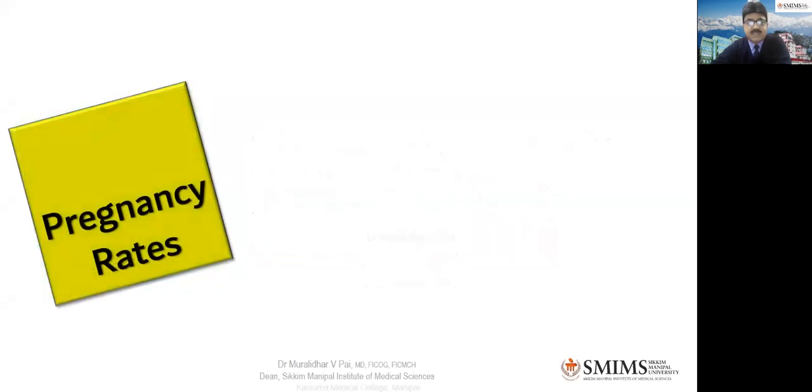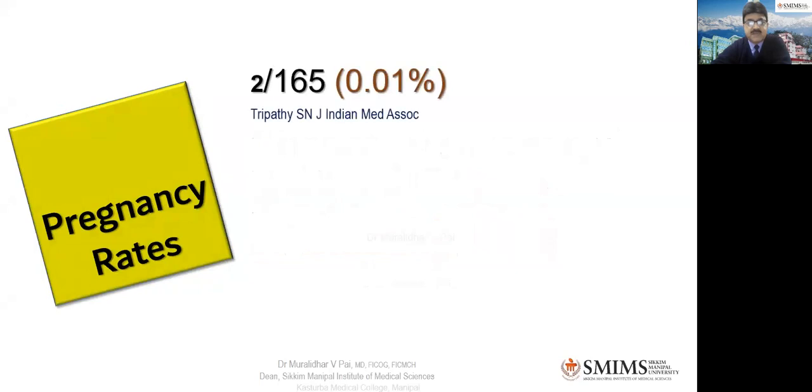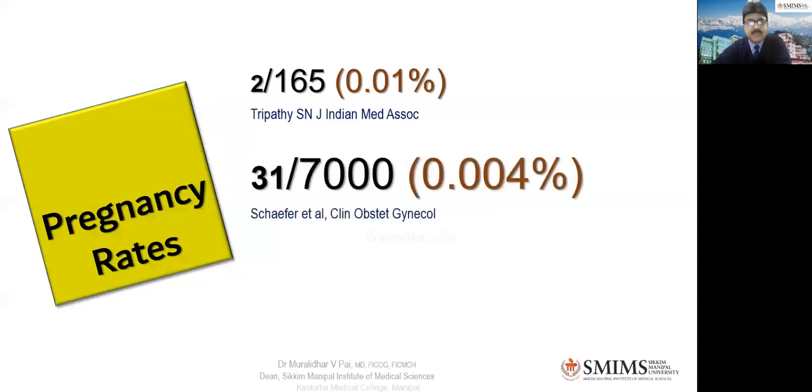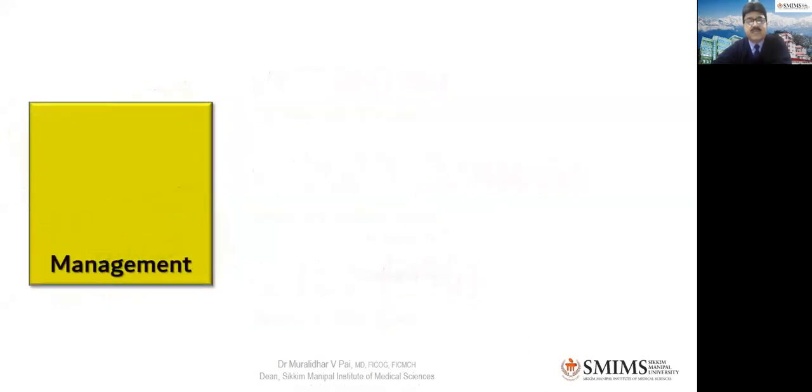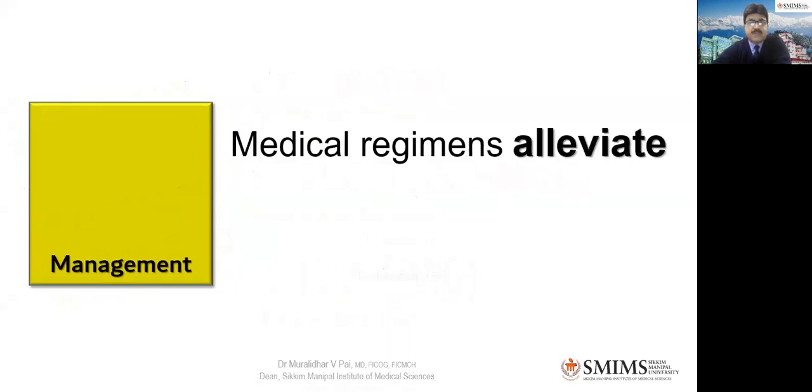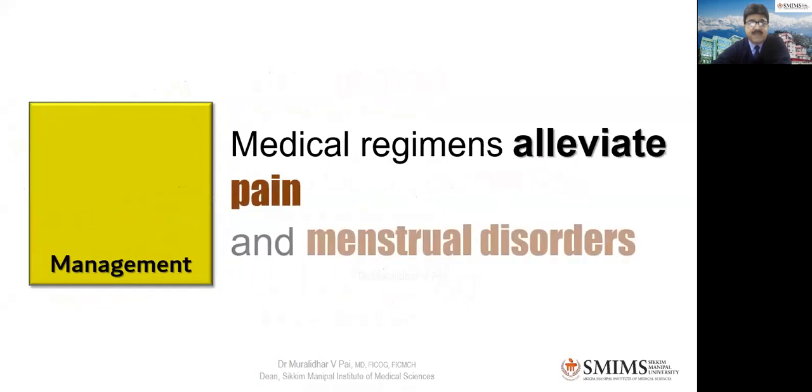As you can see here, pregnancy rates in different studies, Tripathi, SN and all said 2 per 165, 0.01%. Other studies said 31 out of 7,000, 0.004%. 0%. So very, very difficult once it is already destroyed. Management is only to alleviate pain and menstrual disorders. Medical management. Infertility, very difficult to treat.